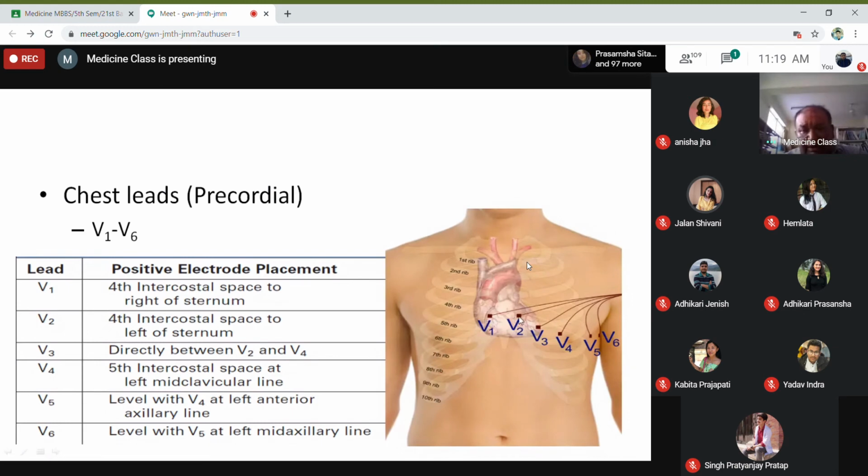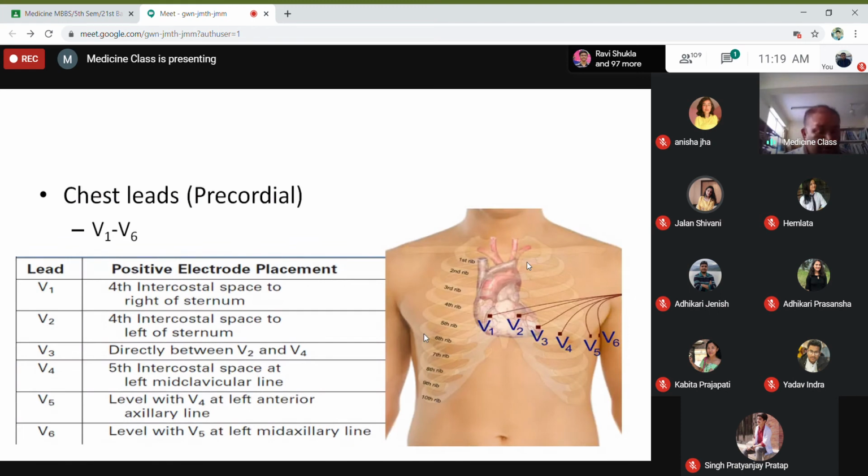It's the same, but we start in the opposite way. V1 will be here, V2 will be here, in the fourth intercostal space on the right. Then we skip V3 first. We put V4 in the midclavicular line on the fifth intercostal space, and in between V2 and V4 we put V3. V5 and V6 are at the same level as V4, in the anterior axillary line and mid axillary line. Then it will be right chest leads.